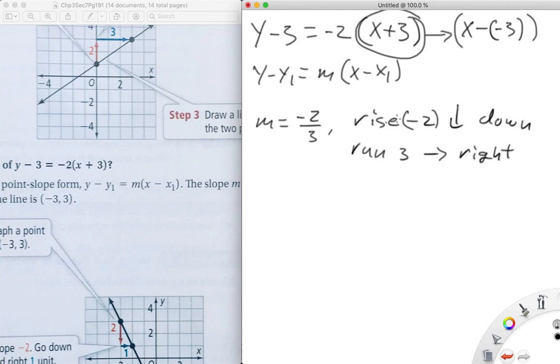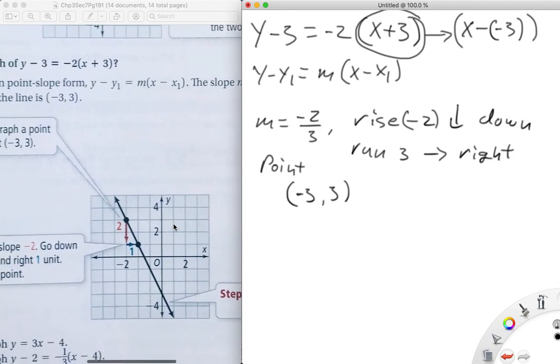That's our slope. We have our point, right? We have y minus y1, so our y coordinate is going to be 3. So this would be our point. And it's x minus -3, so my x is -3. So my coordinate is -3, 3, and that's where I start. So I go 1, 2, 3, 1, 2, 3. Here's my first point, -3, 3.